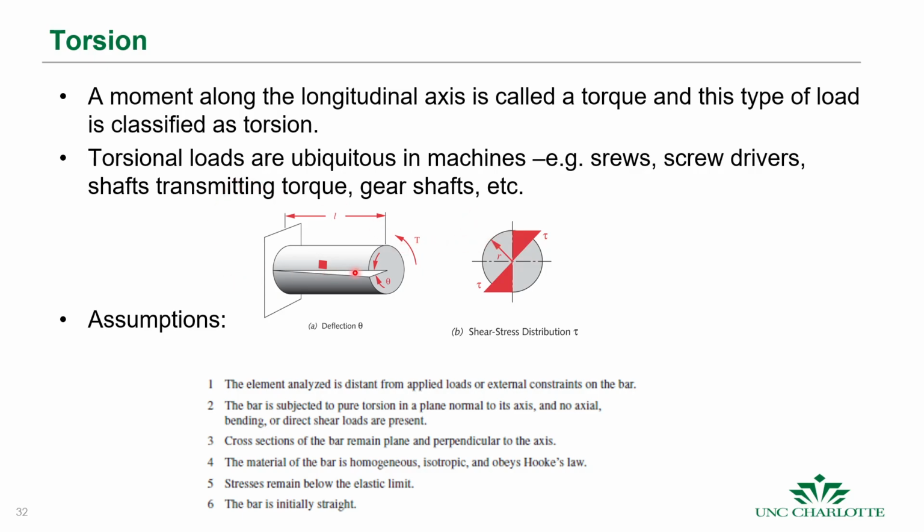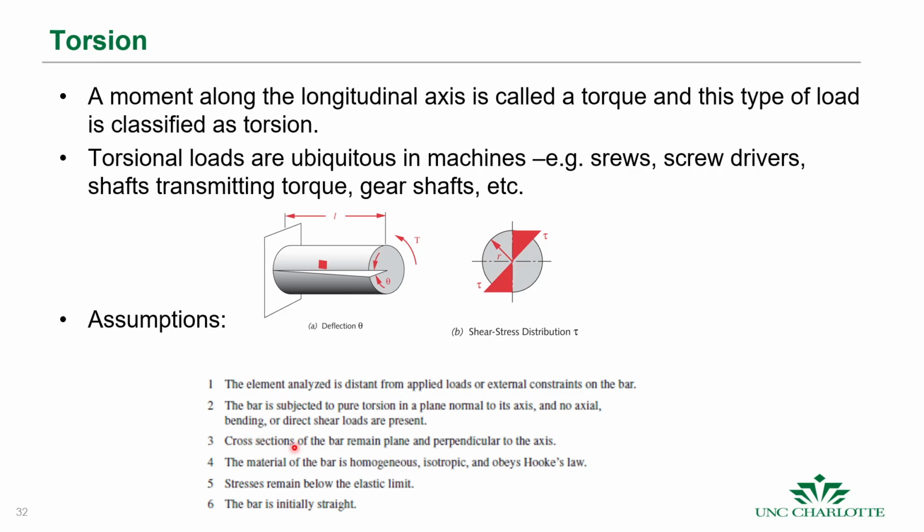When we use torsion, we have to make some assumptions. That is that the element that we're analyzing is distant from the applied loads. It's similar to St. Venant's principle. If we're going to analyze the stresses, we're not analyzing right at the applied load, we're analyzing them somewhere like over here. It's subjected to pure torsion in a plane that's normal to its axis, and no axial bending or direct shear loads are present. We're treating it by itself.